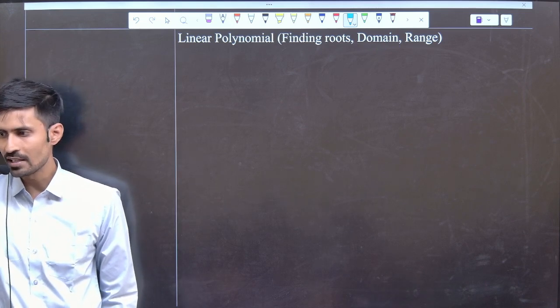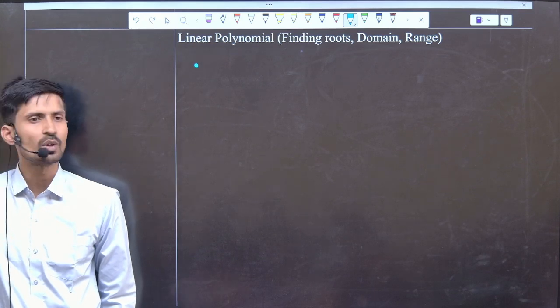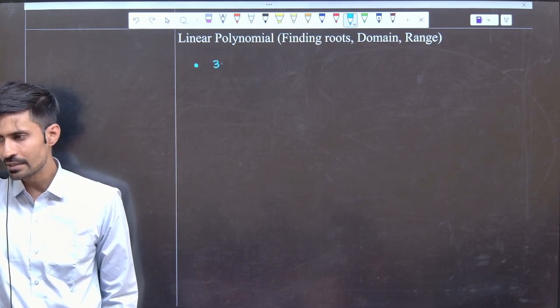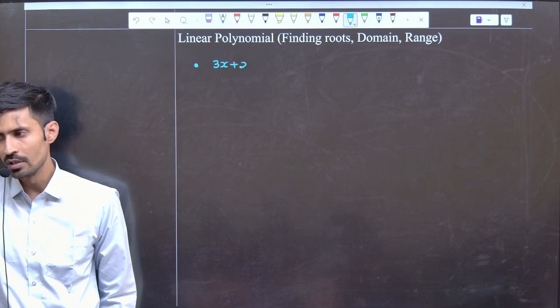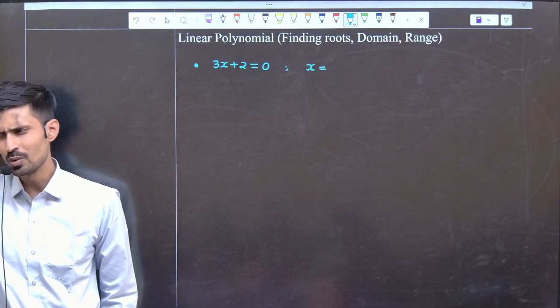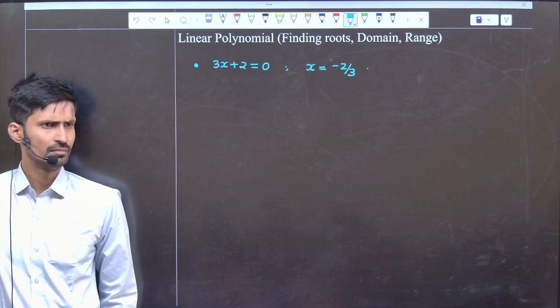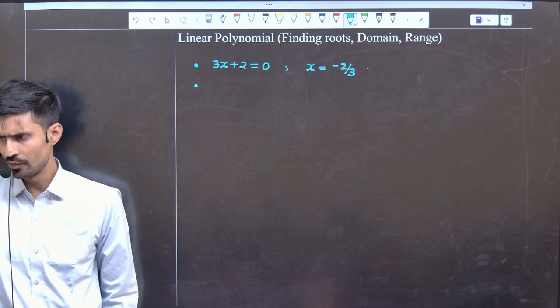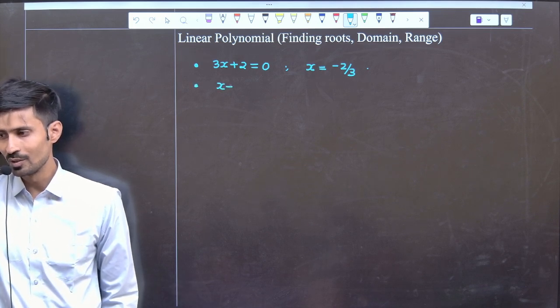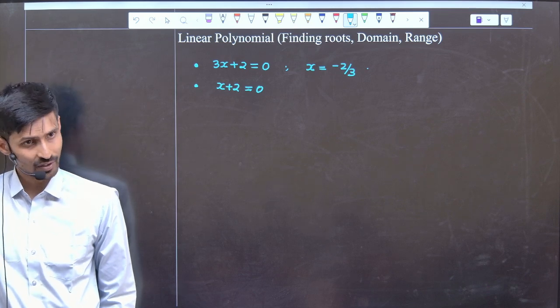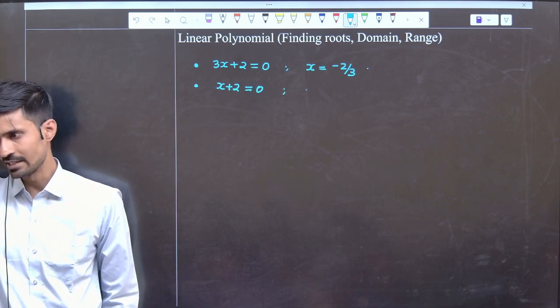So first of all, how to find roots means how to solve a linear polynomial. Suppose I say 3x plus 2 is equal to 0. Tell me x. What will be x? Minus 2 by 3. See, I am going directly back to your class 8th. Now, I will tell you some more things, because when I go to inequality, I will ask you like that and you have to answer me like that.